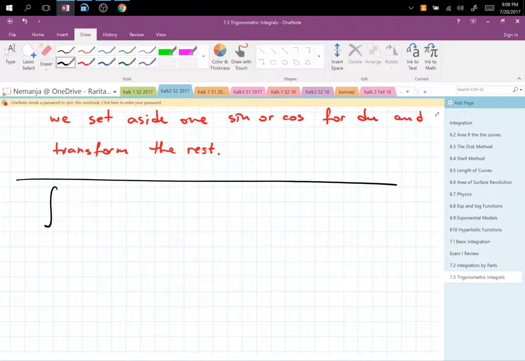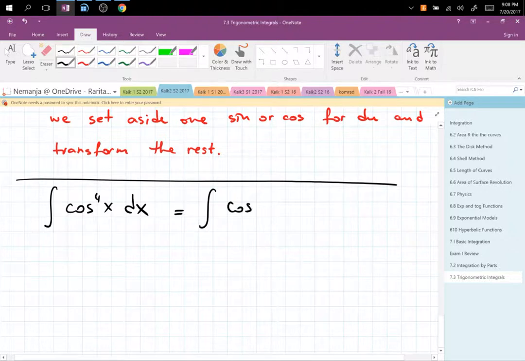Let's do the cheaper example. Cosine to the fourth x dx. I can rewrite this one as cosine squared times cosine squared dx. So do you see the nested power reducing here? We separate them out, cosine squared of x, cosine squared of x, and FOIL. All right.